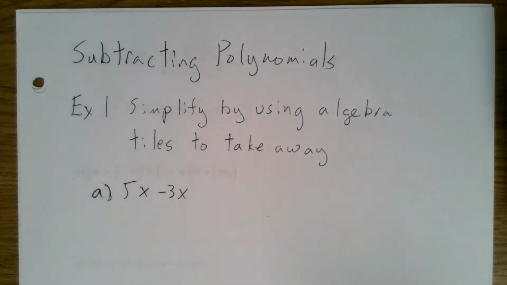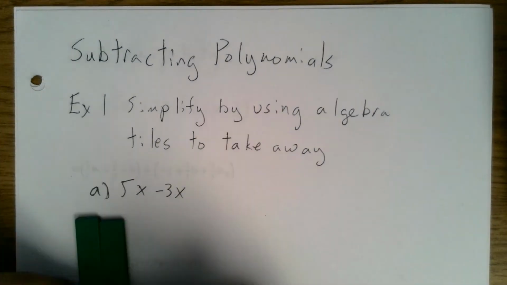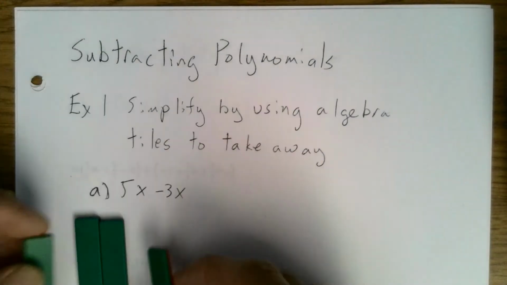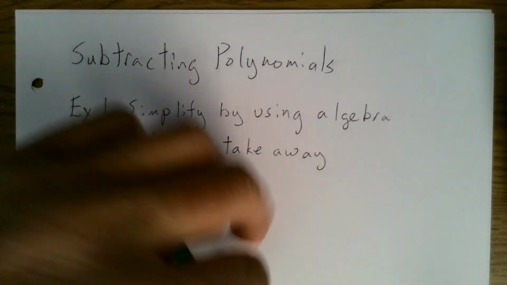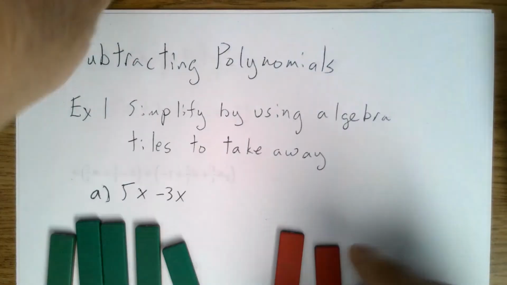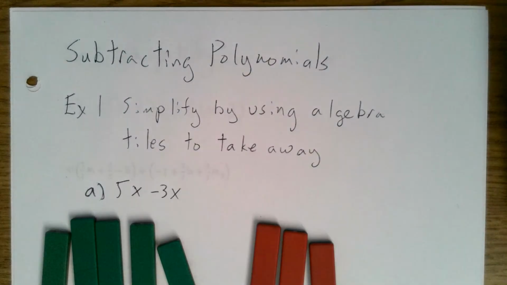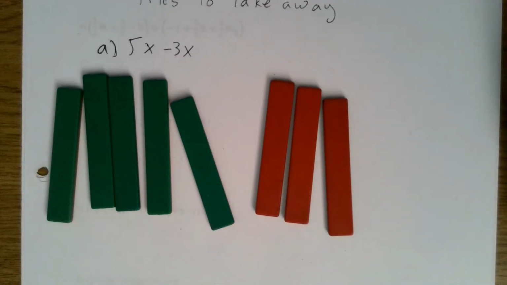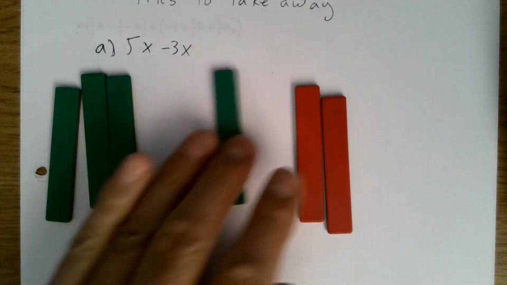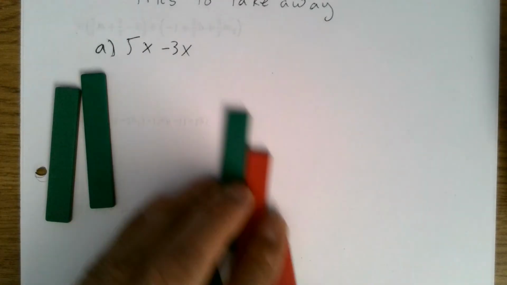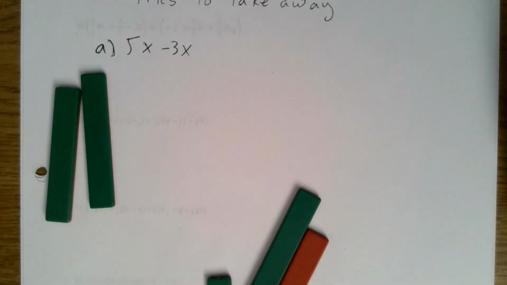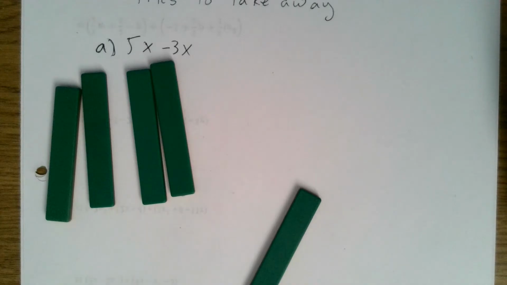So previously, we would go 5x and then minus 3x. We'd put up a negative 3x and then make zeros. So we'd take these and we'd go 0, 0, 0. And we'd get 2x. This time, we want to do it by taking away.